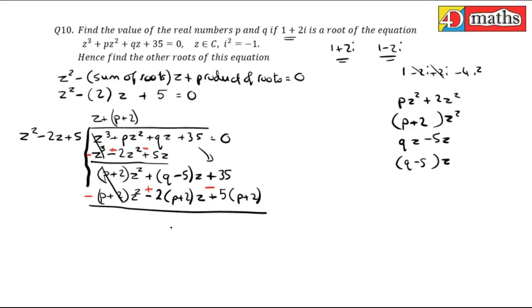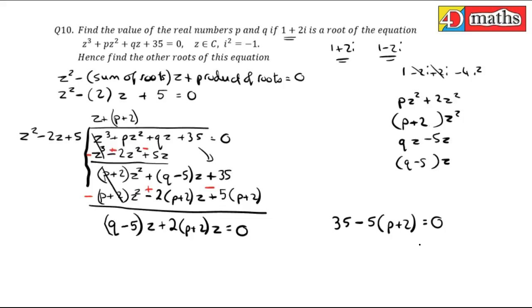Okay, so what does this become? Well, what we have is q minus 5z plus 2 times p plus 2z. That should be equal to 0 because that should cancel out. And what have we here? We have 35 minus 5 times p plus 2. That should be equal to 0 also. Okay, I think I could be able to find p from here. So it's 35 minus 5p minus 10 equals 0. Bring the 5p over here. It's equal to 35. So p is equal to 5. So I found my value for p.